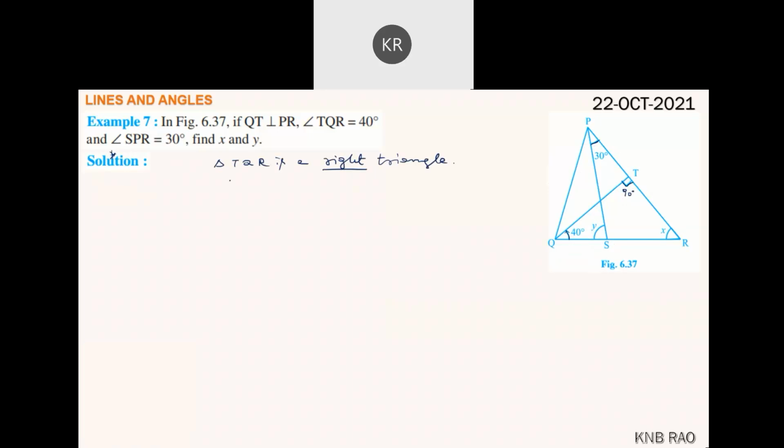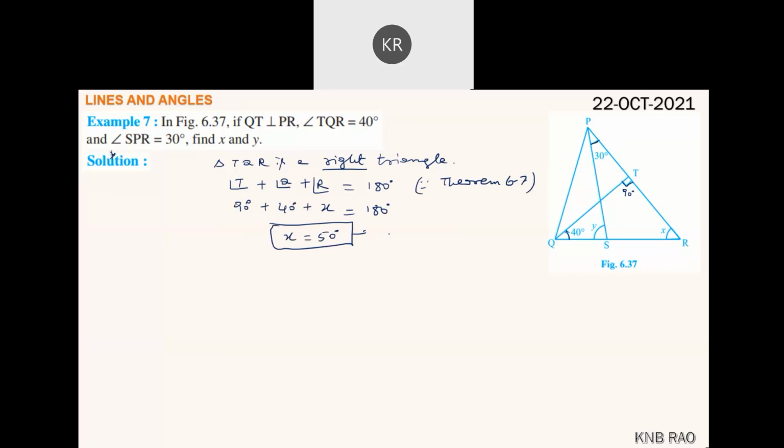Okay. First, simple. Therefore, angle T plus angle Q plus angle R equals 180 degrees. So, theorem 6.7 tells us: angle T is 90 degrees, angle Q is 40 degrees, angle R is x degrees, equals 180. Thus, x equals 50 degrees. Is it clear now?